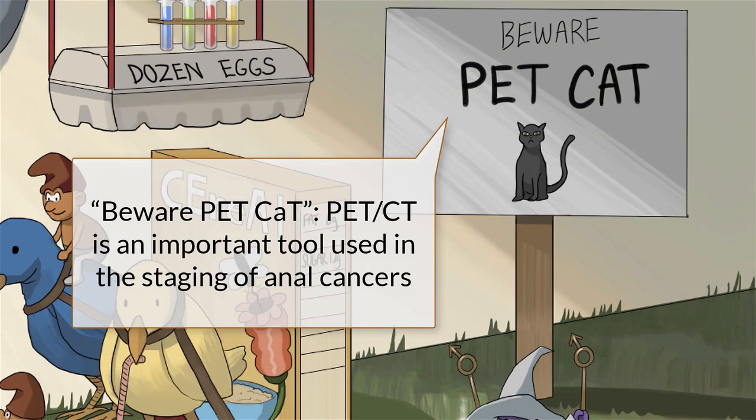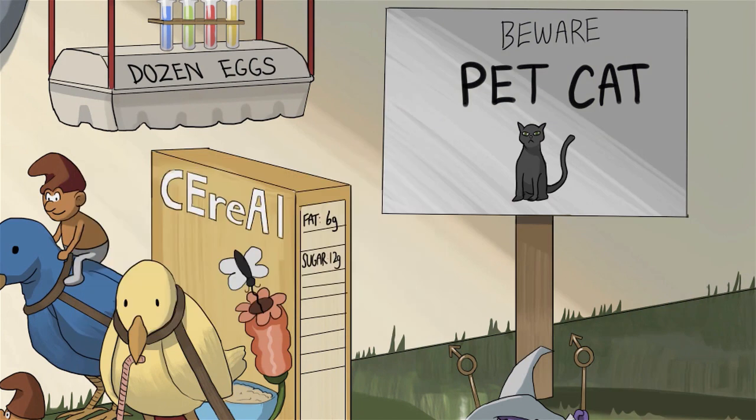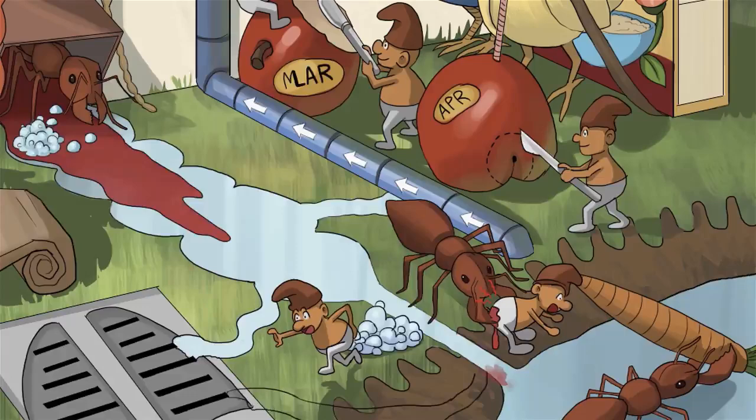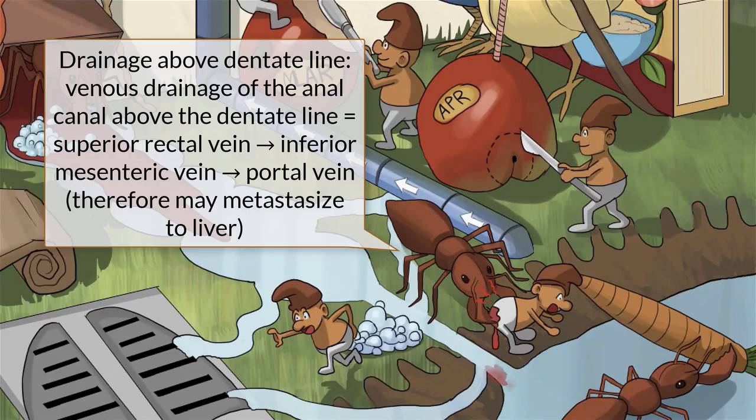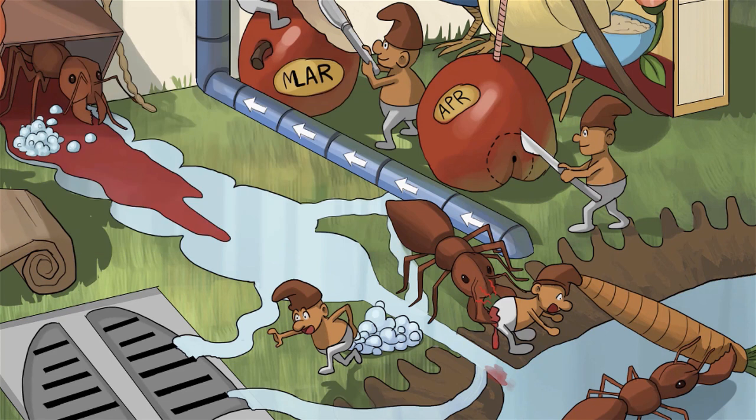And while we're on METs, remember lymphatic drainage of the anal canal above the dentate line is typically to the internal iliac nodes, while drainage below is usually to the inguinal nodes. Metastasis may spread hematogenously as well. Above the dentate line, the anal canal drains venous blood into the superior rectal veins, which lead to the inferior mesenteric and portal veins, which means liver metastasis.